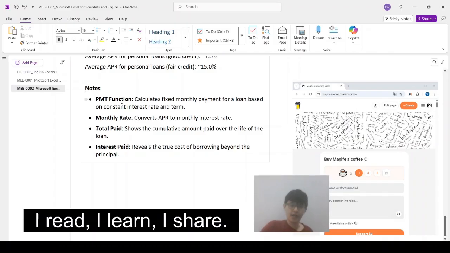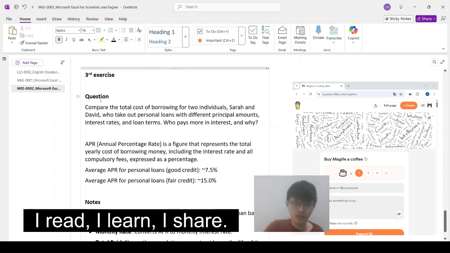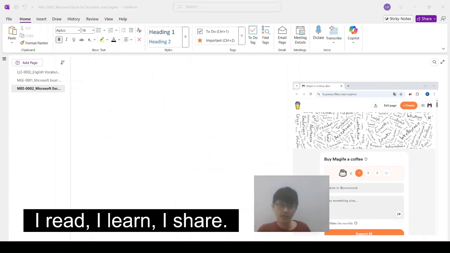So here's the note. Later we will use Excel to calculate and answer this question. We will use a function called PMT. Normally it calculates the fixed monthly payment for a loan based on a constant interest rate and term. You need to calculate other things as well, like monthly rate, total pay, and the interest paid. So now let's proceed to the Excel part.